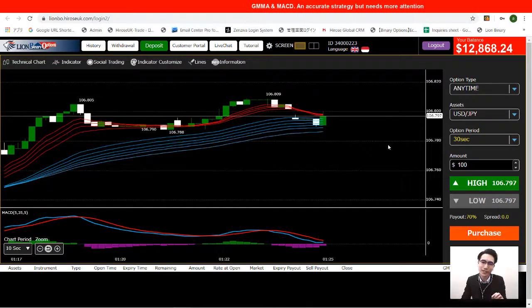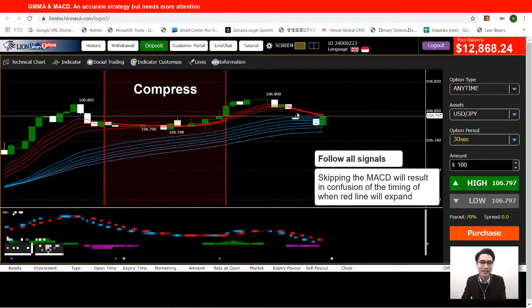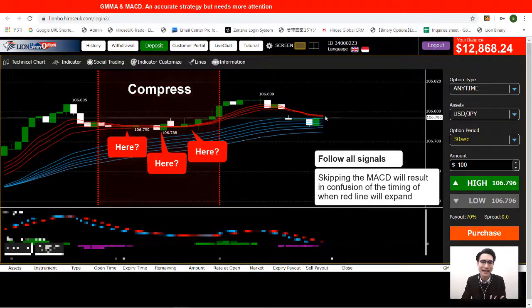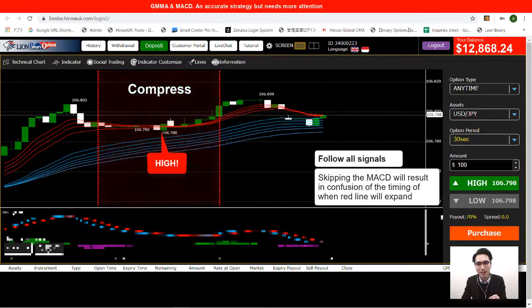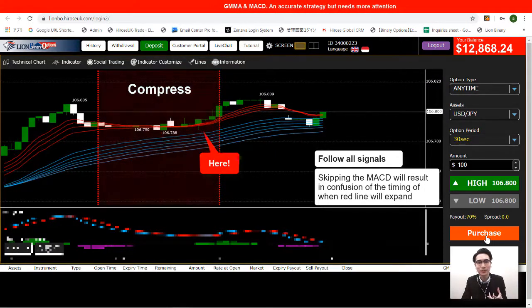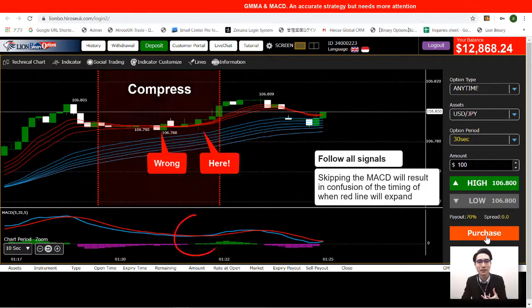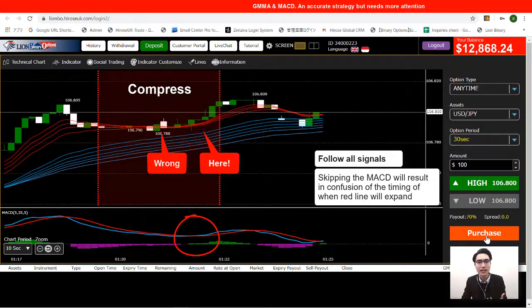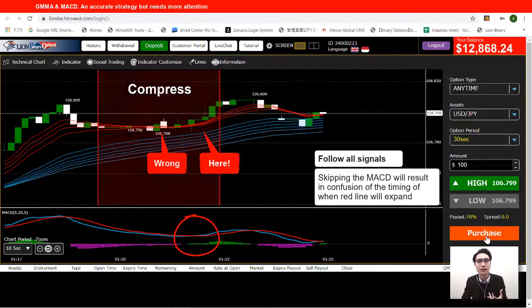But if you skip the MACD signal, then you wouldn't know where the compression is going to end. You might place a trade at this point here, but it's actually not the point where the price starts to rise. It's not the point where the compression starts to expand.